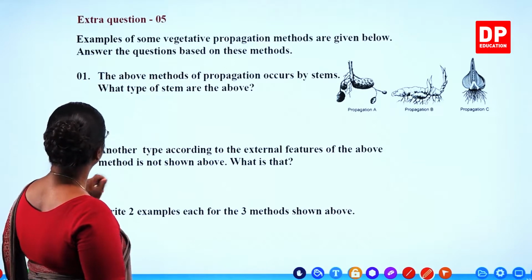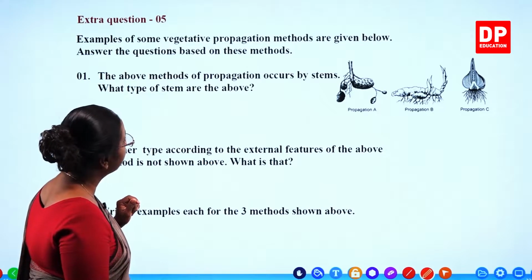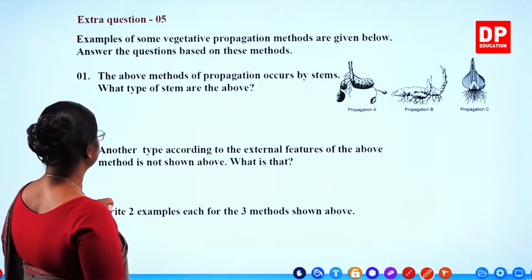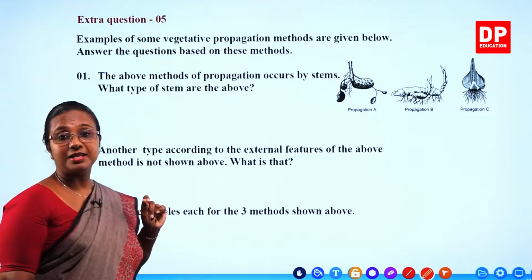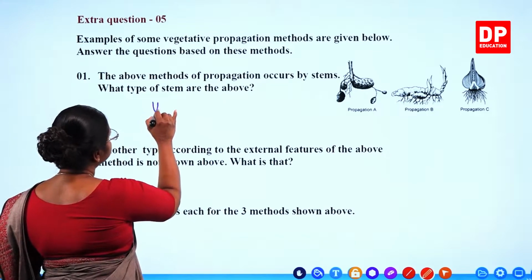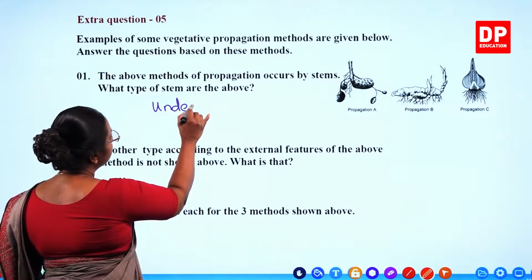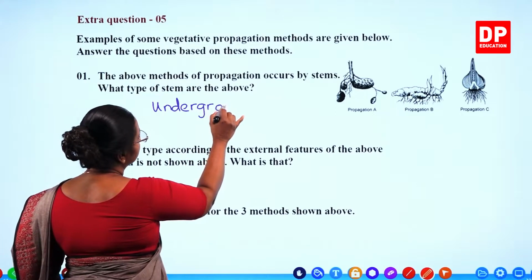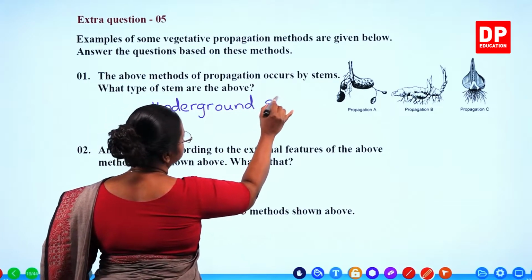The first question: the above methods of propagation occur by stems. What type of stem are the above? What are they? They are all underground stems.